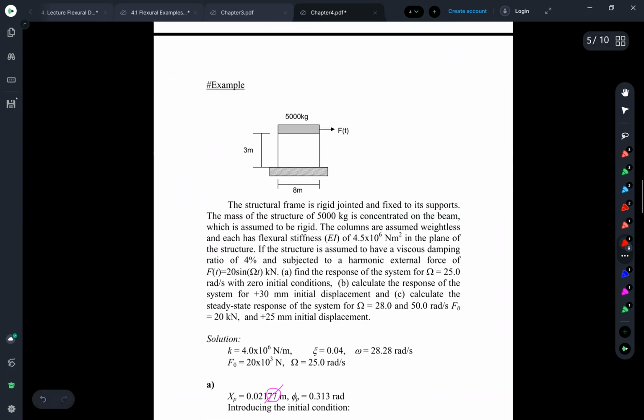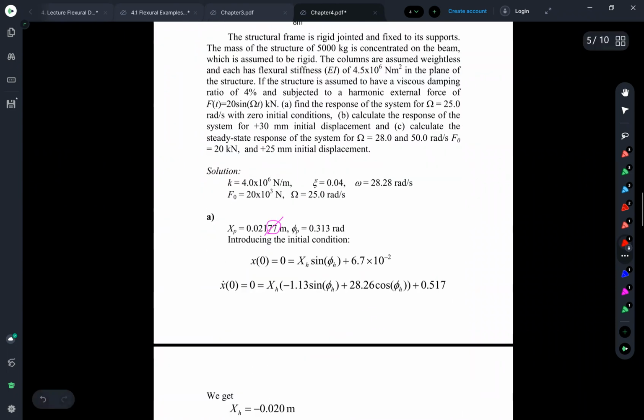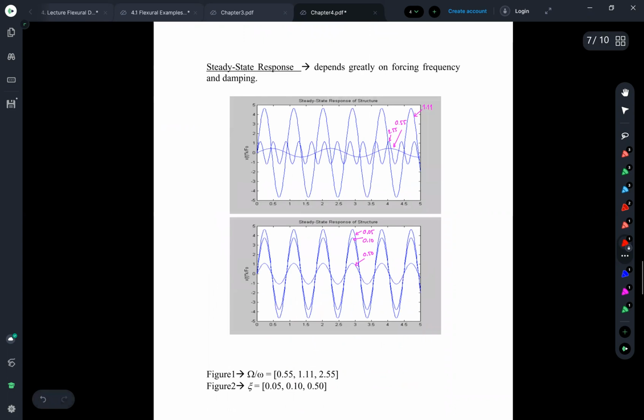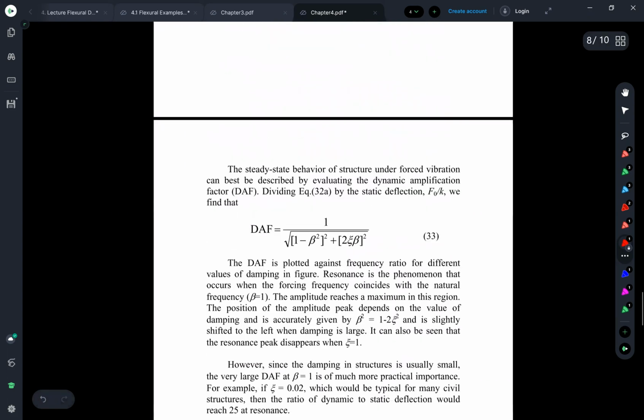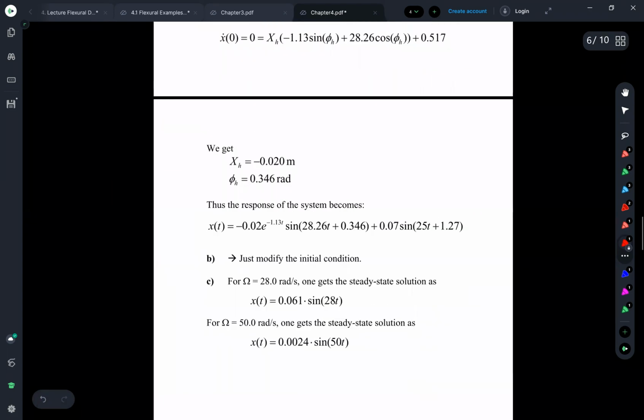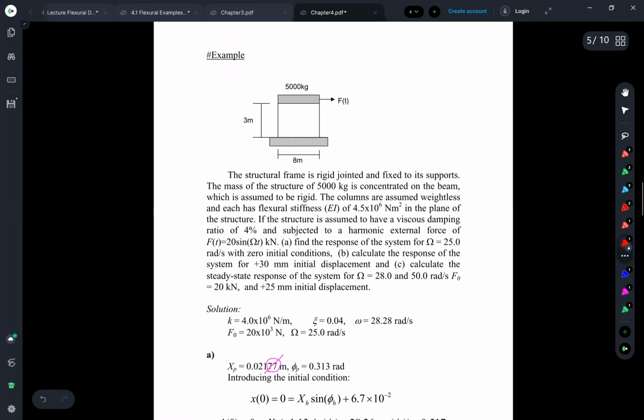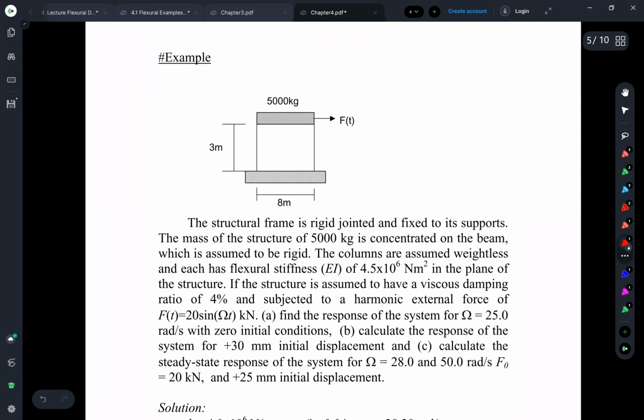So, okay, let me consider one of the examples, and then I think I will quiz you somehow about this. Look at this example. Let's consider a simple single degree of freedom system again. The mass is 5,000 kilograms. And there's the external force F(t) acting on the mass directly, as in the figure.